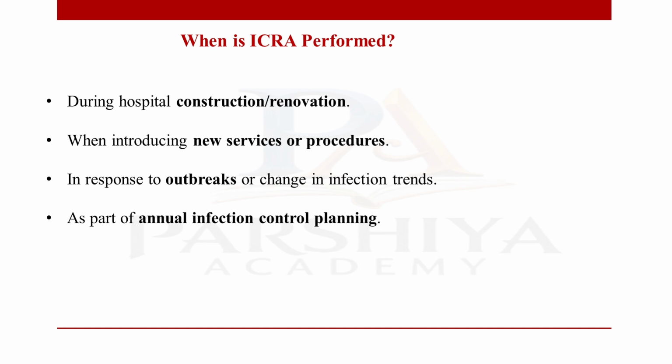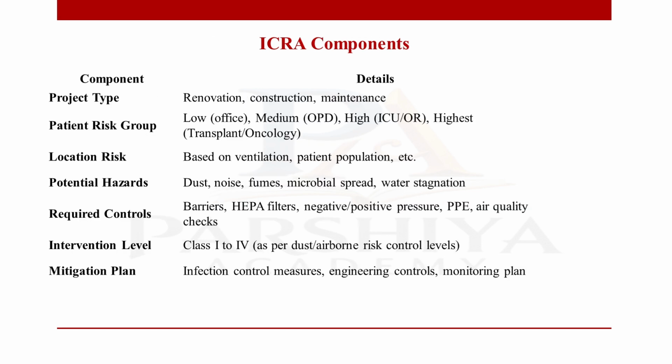When you do any renovation and construction in your organization, first you need to make a plan for how to identify areas and how to isolate areas, because ICRA plays the most important role in your organization in reducing infections. Next, the common types of ICRA present in your organization. First you need to identify what your project is: renovation, construction, or maintenance. After that, you need to identify the patient risk group.